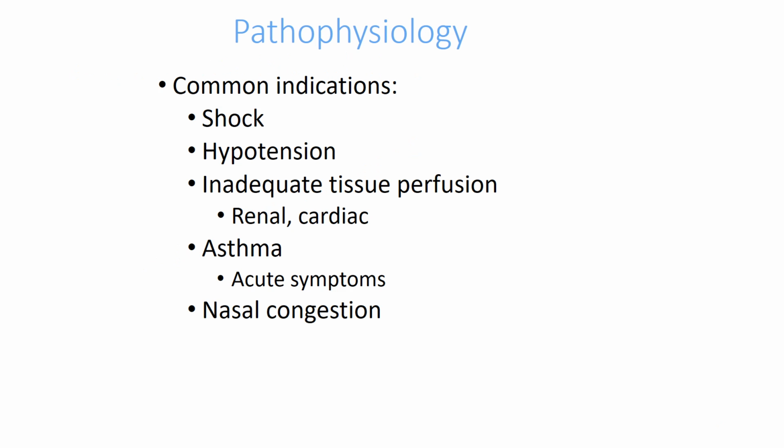So how do these things respond to stimulation? Well, it's too much to go into in this PowerPoint, so refer to the table on page 8, table 18.1 on page 296. That will give you the details of how each organ system responds to stimulation of the adrenergic nervous system. Some common indications for adrenergic drugs include shock, hypotension, inadequate tissue perfusion, particularly cardiac and renal, asthma, especially severe acute symptoms, and nasal congestion.